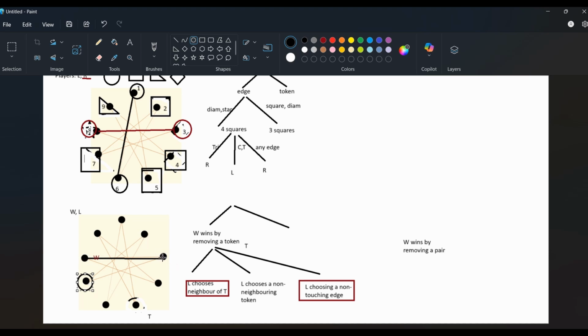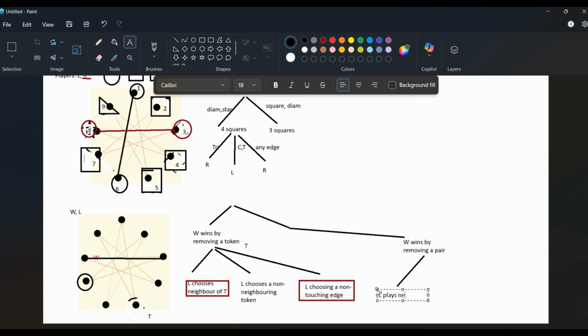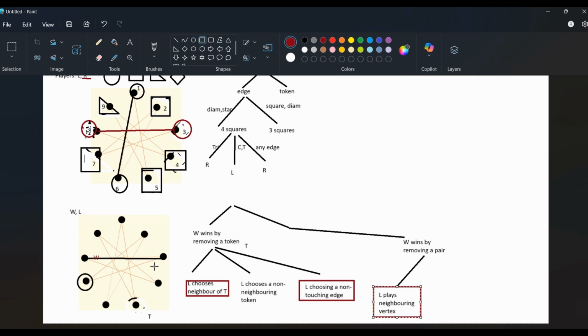But let's say these three were open, L could have just played this, forcing W to play one of these, and then L would win. So there's no possible way that the previous move would be for L to be playing this, which is a neighboring vertex to the edge. So this is also not possible because L is also rational. It wouldn't choose this. It would instead go for this, forcing W to lose. So if W is winning by playing this edge, that means this cannot happen. L wouldn't have played this.